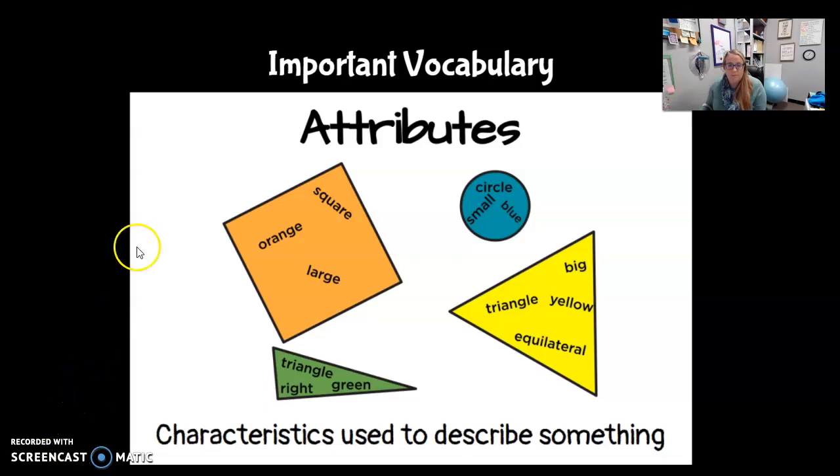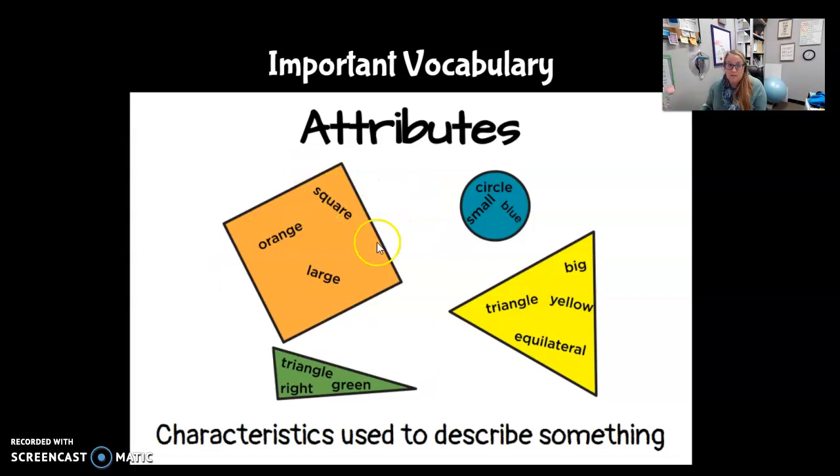Our important vocabulary. There's going to be a little bit, so just stay with me. So the first word we have is attributes. Everybody say this word with me. Attributes. Attributes. Good job. So attributes are characteristics used to describe something.